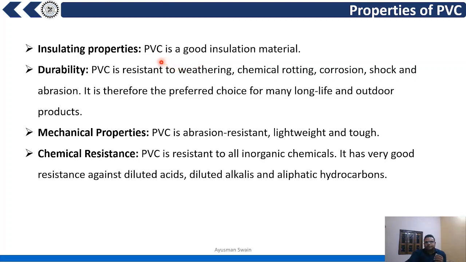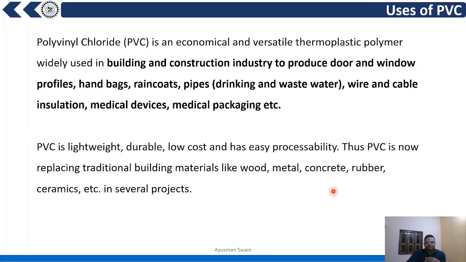That means this is a good insulation material. This has durability. This has good mechanical properties. This has also chemical resistance. That means PVC is resistant to all inorganic chemicals. It has very good resistance against diluted acids, diluted alkali, and aliphatic hydrocarbons. So, because of such properties, these have a range of uses.